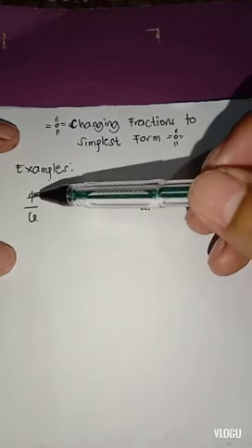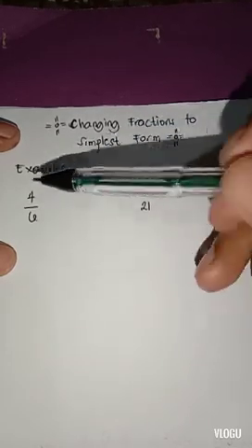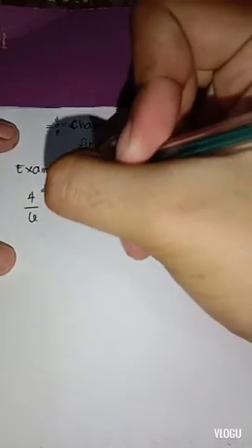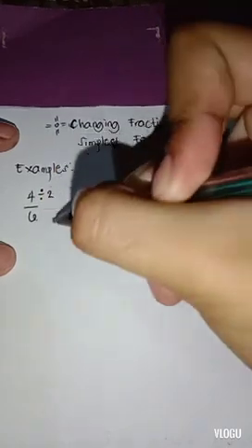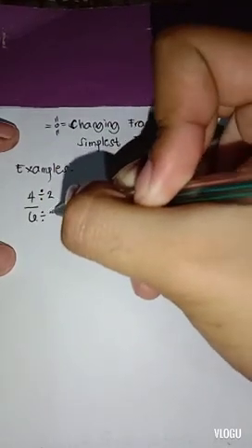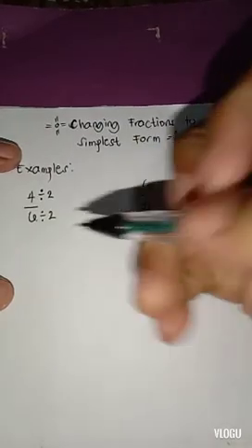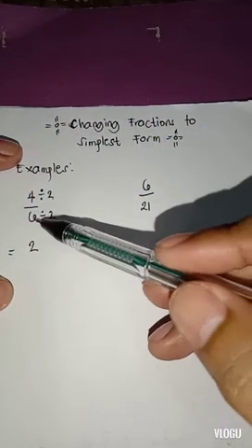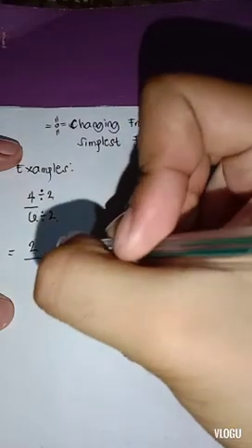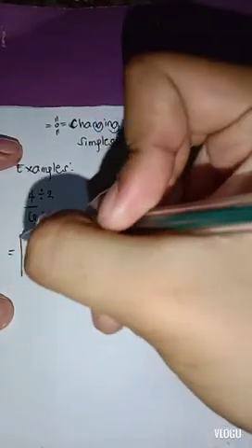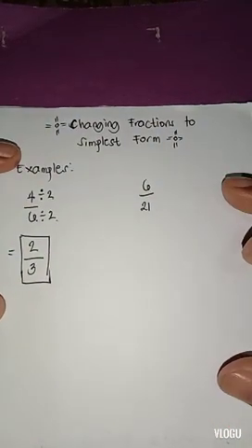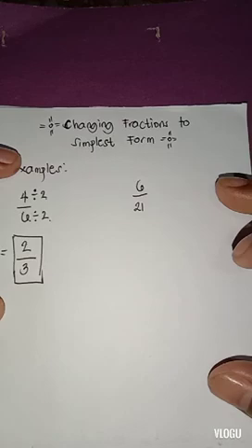So for example, we have here 4 and 6. So the GCF of 4 and 6 is number 2. Therefore, yung GCF na yon na number 2, i-divide lang natin siya both numerator and denominator. So 4 divided by 2, we have number 2. And 6 divided by 2, we have here number 3. So therefore, ito yung ating final answer. So napakadali.